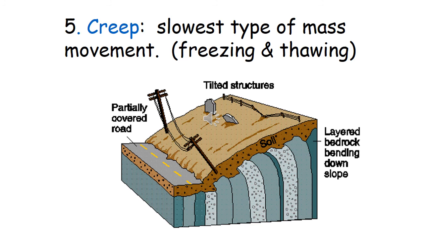We're going to see tilted structures, but they haven't fallen over because it didn't happen that fast. And it's not going to cover up a whole road before we notice it, probably just part of it. So it's a very slow process. This one is probably not as dangerous because it happens gradually over time. And as long as you notice it, then you can pick up the cues and do something about it and save your property.